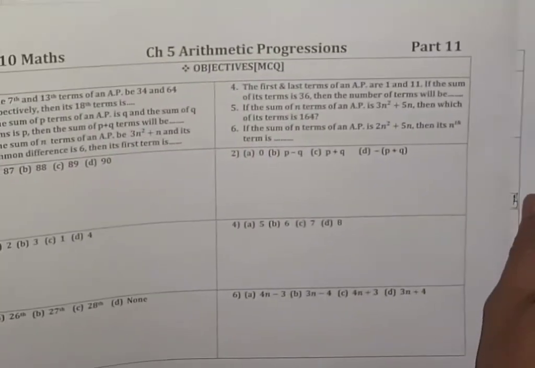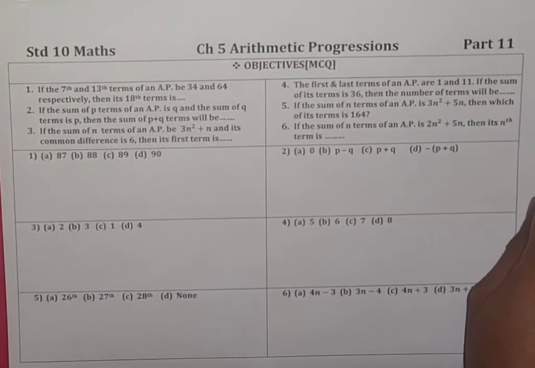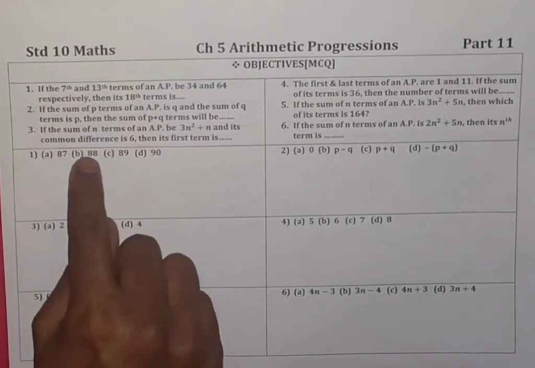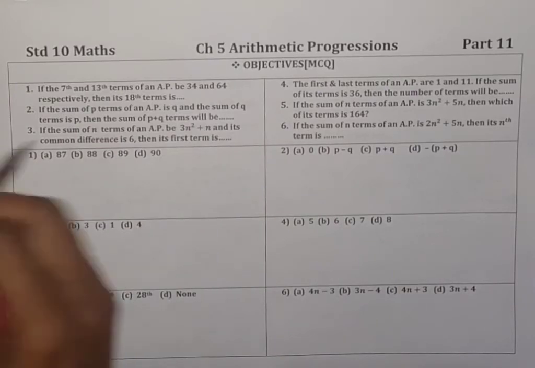Fine. We have a few MCQs now. They are objective, but in the form of MCQ. First one, the options are given here. Second one, the options are here. Let's see the first one, what it says.